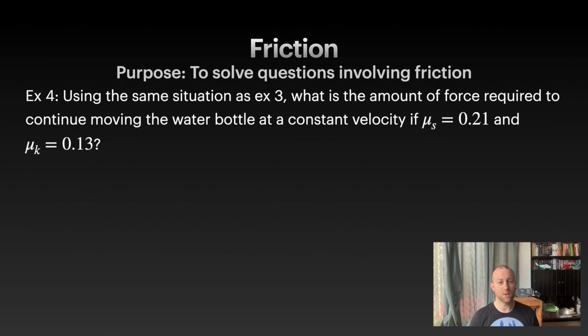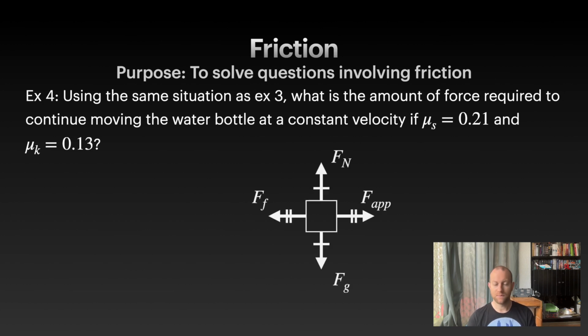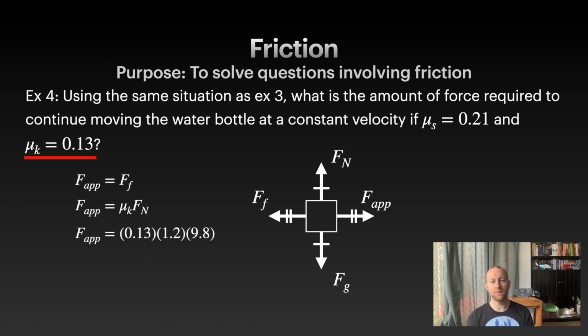So if we do the same situation, except now what's the force to continue moving the water bottle at the constant velocity? Meaning, we've already started to get it moving. Now, what's the force required to keep it moving? Same free body diagram. We're dealing with the same equation because it's constant velocity, except now we're using the kinetic coefficient of friction. So we have that, plug in our numbers.